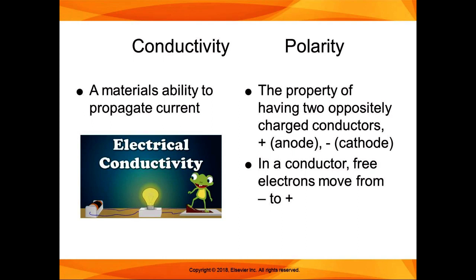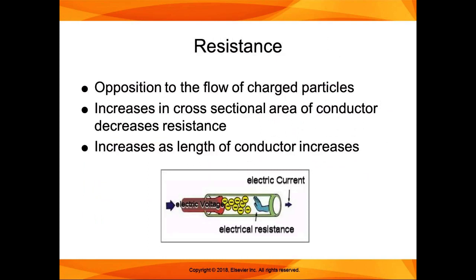Polarity is the property of having two oppositely charged conductors. The positive conductor is the anode and the negative is the cathode. In a conductor, free electrons move from negative to positive. So the movement of charge, that's what we're looking for, and it's electrons that are carrying that charge.